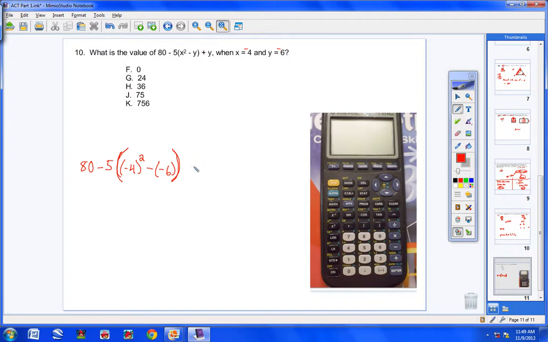And then next is a plus sign, and then you're putting a -6 in, so use parentheses again. And then hit enter. You should become very quick at typing these in, okay?